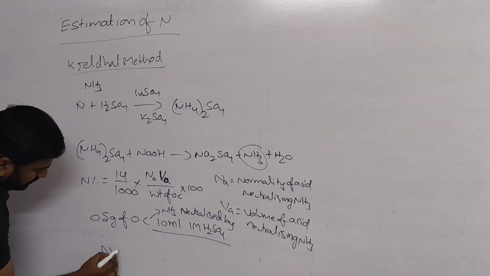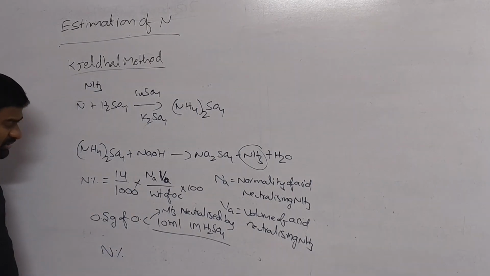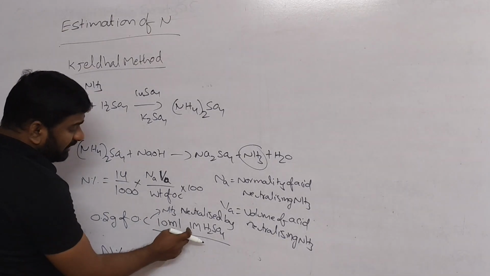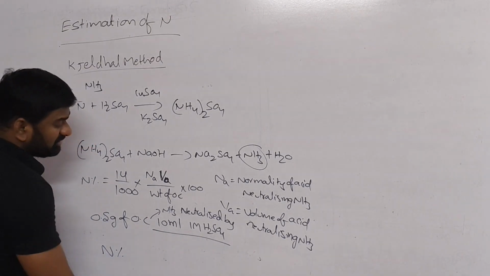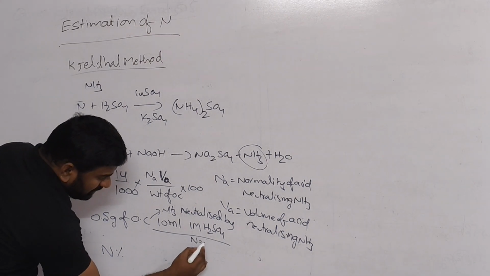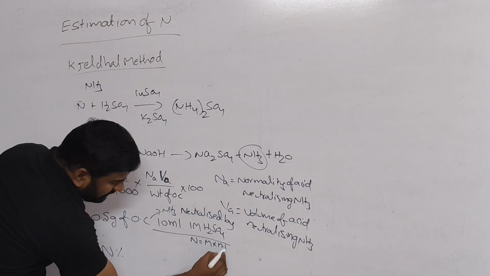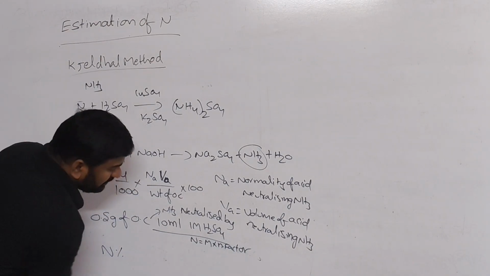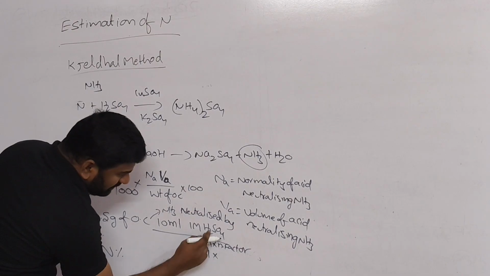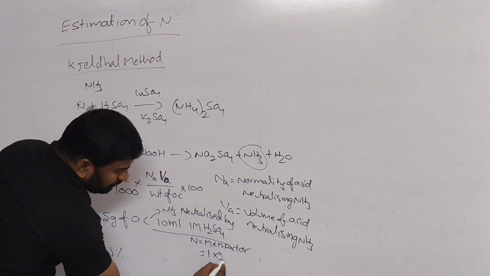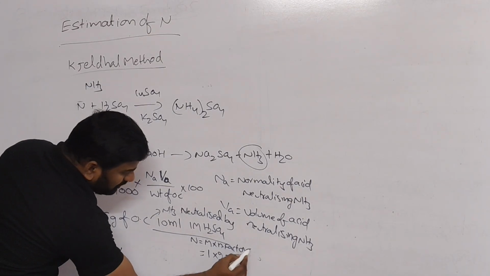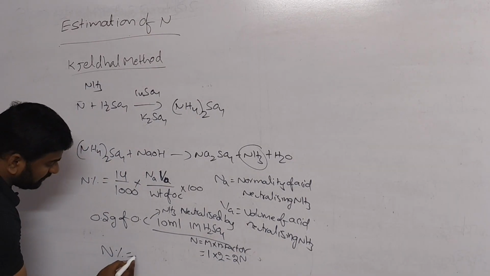The nitrogen percentage formula is this one. Here the 10 ml volume of acid neutralized is given. Na means normality of acid. Here they gave molarity, 1 molar H2SO4. When molarity is given, you have to convert it into normality. Normality is equal to molarity into n factor. Here molarity is 1, and the n factor is the number of replaceable hydrogens in the acid, which is 2. So 1 into 2 is 2, and the normality will be 2N. Now we can substitute in the formula.